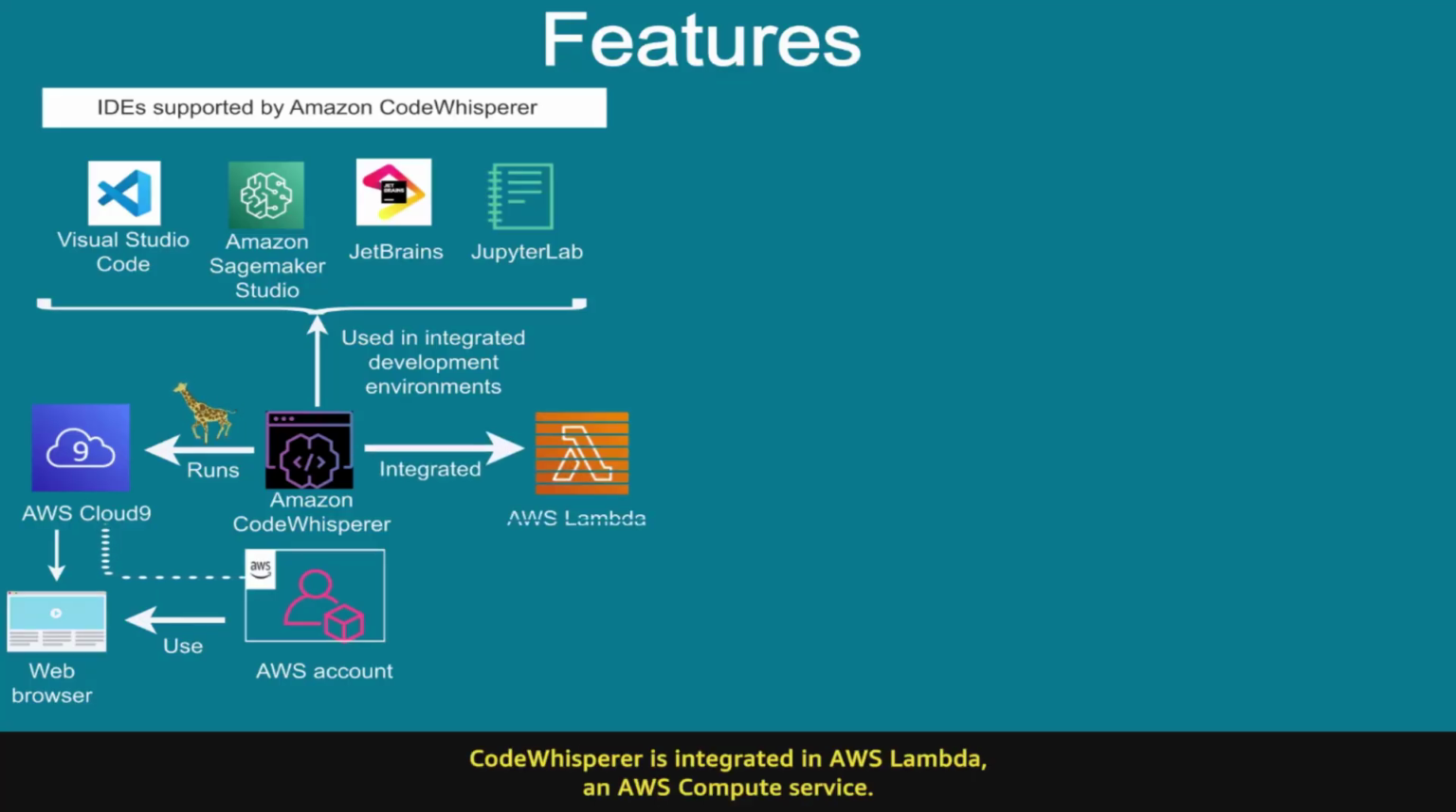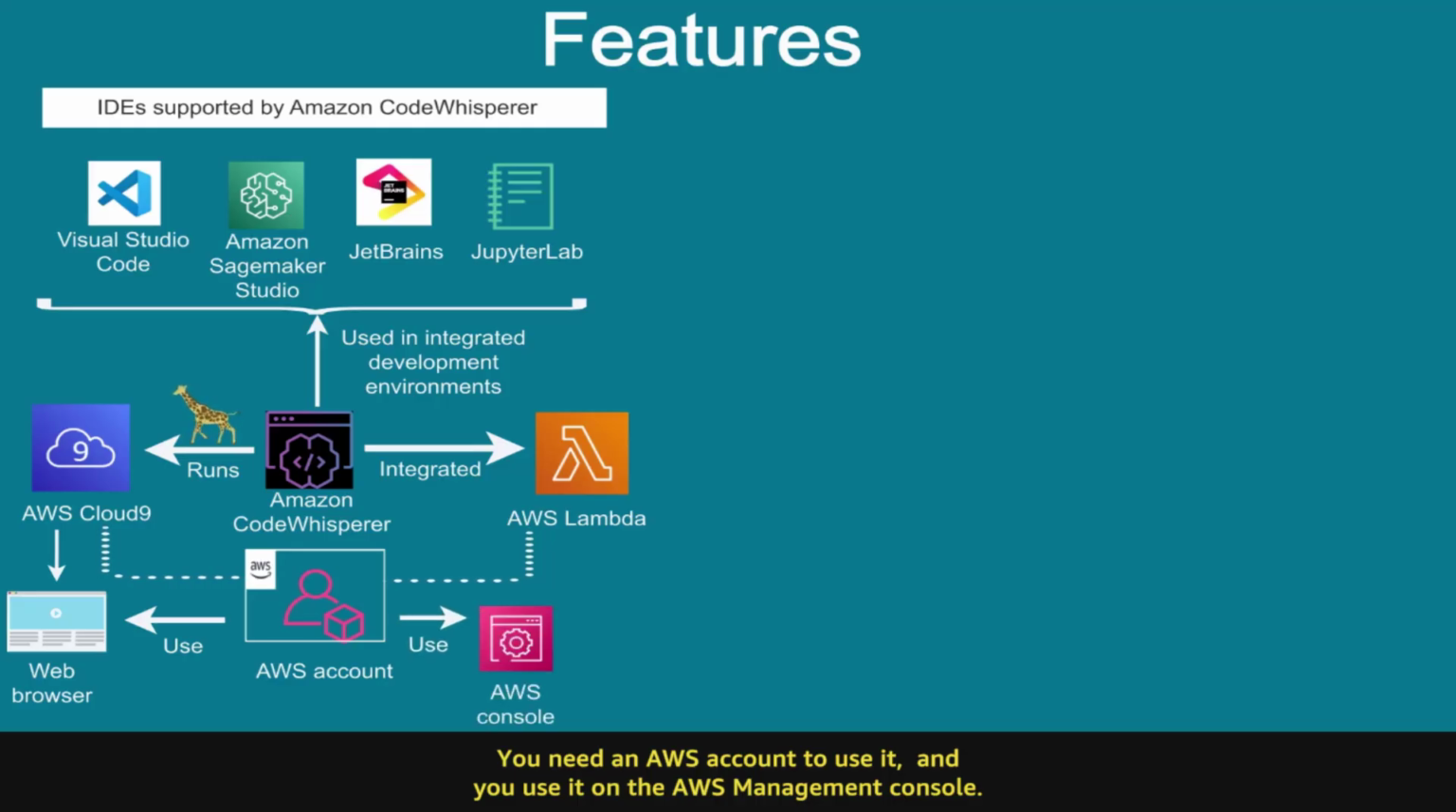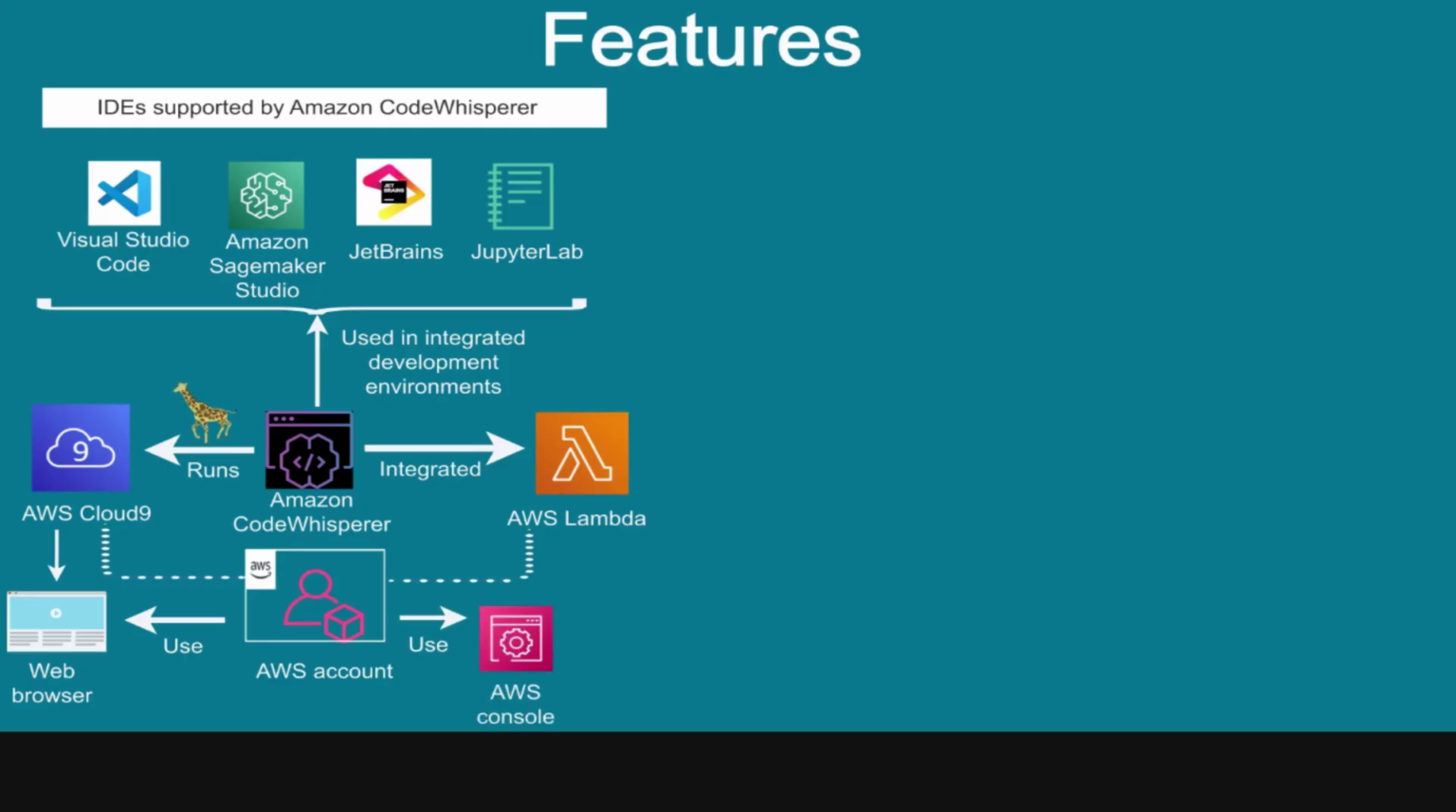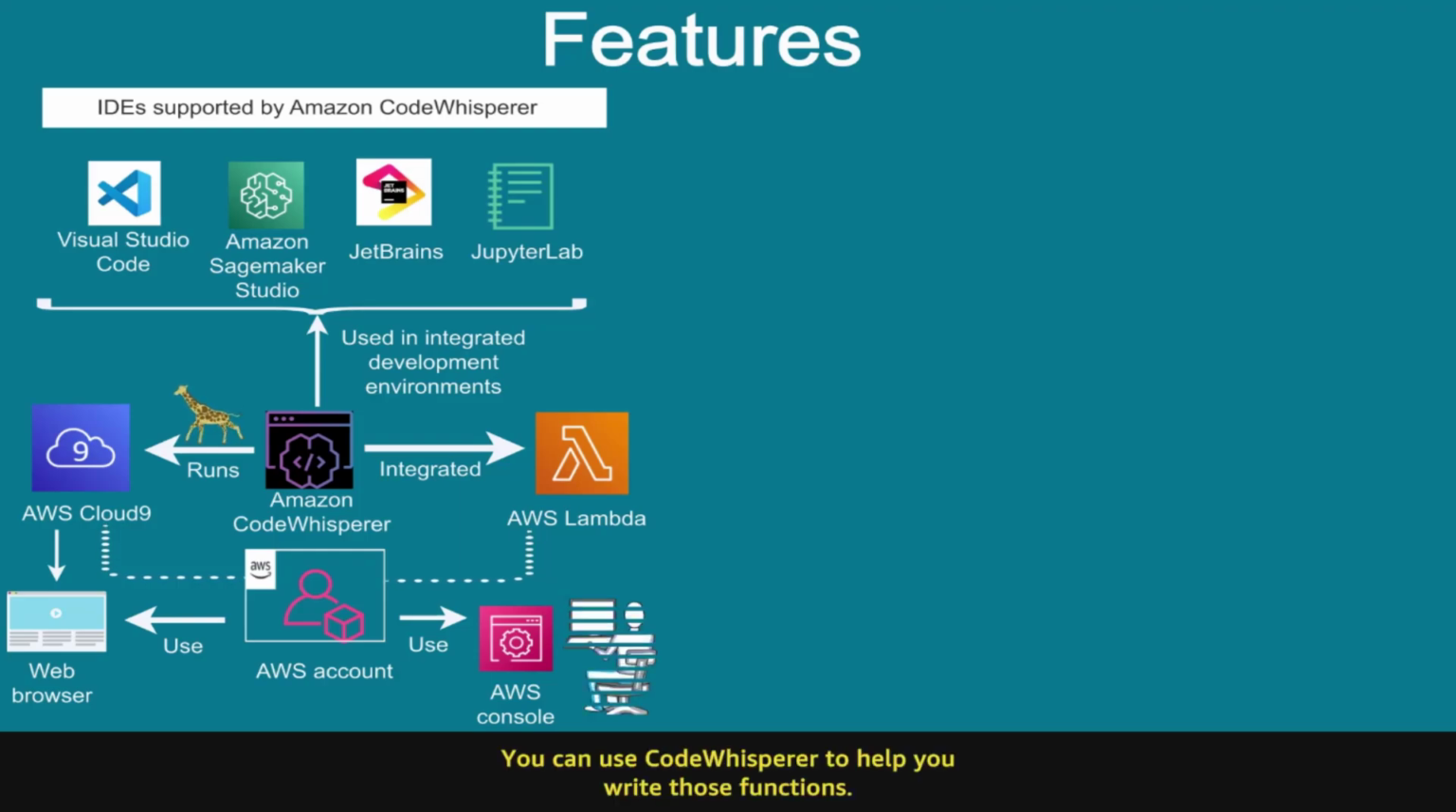CodeWhisperer is integrated in AWS Lambda, an AWS compute service. You need an AWS account to use it, and you use it on the AWS Management Console. You can use CodeWhisperer to help you write those functions.